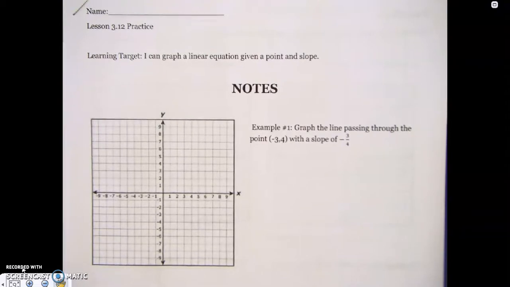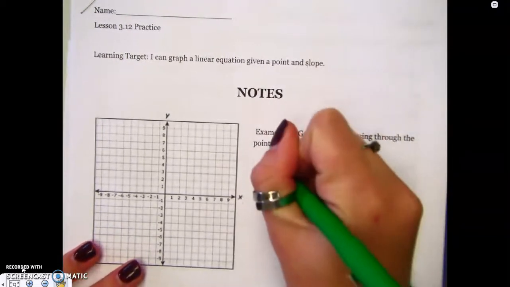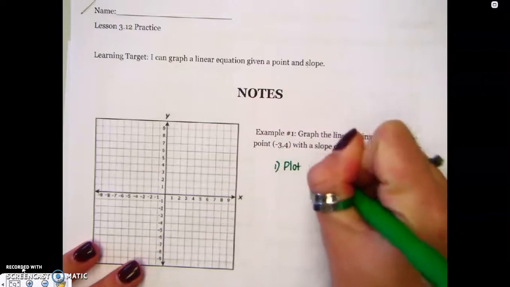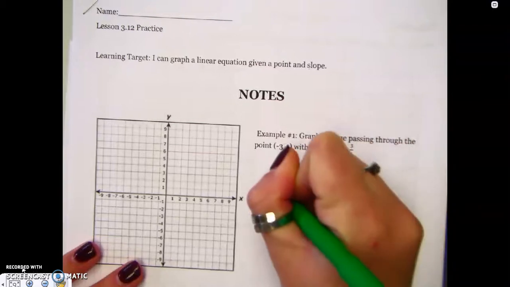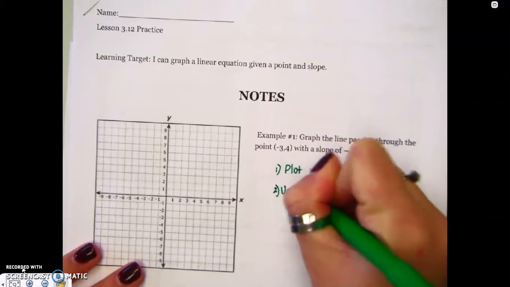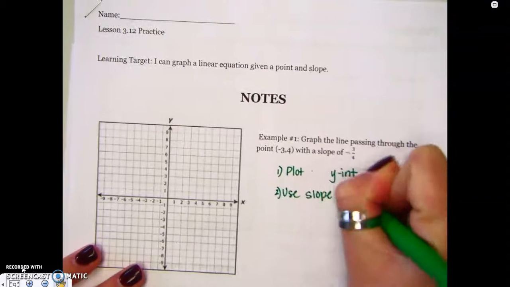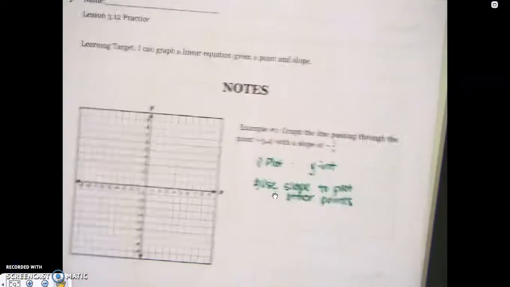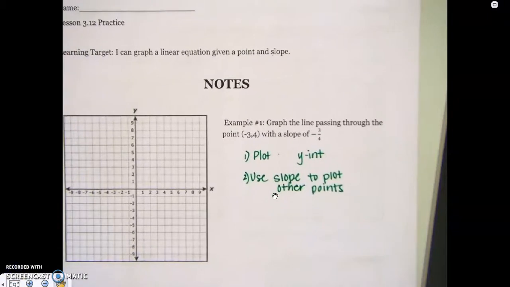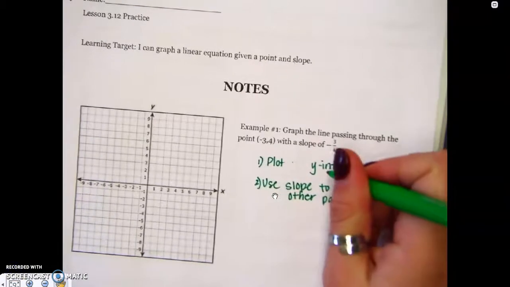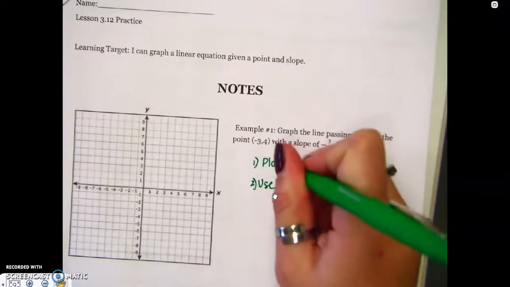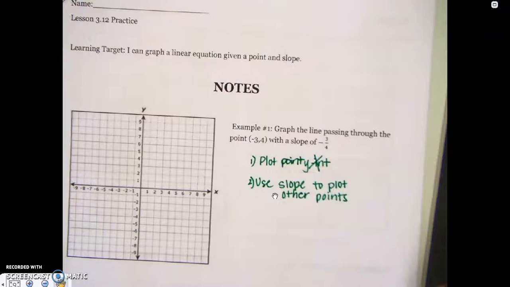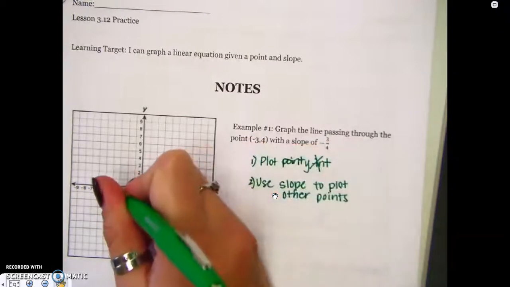So if you remember from yesterday, the first thing when we plot lines is we plot the y-intercept. And then we use the slope to plot other points. In this case, we don't have the y-intercept, but we're given a point. So the first thing you're going to do is plot the point, and then you'll use the slope to move. So I'm going to plot the point -3, 4.